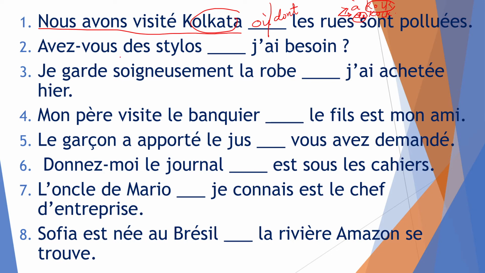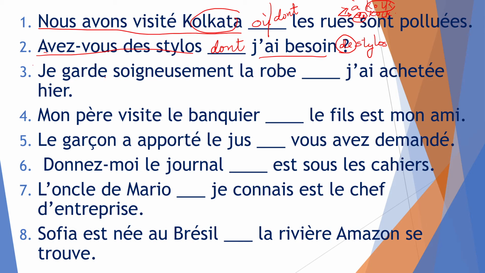Then, avez-vous des stylos? — j'ai besoin. Now, this is the first sentence: avez-vous des stylos? The second sentence is j'ai besoin de stylos. Remember, avoir besoin de is an expression which ends with de, so you have to put dont. Remember, dont is for indication of possession as well as when the expression ends with de.